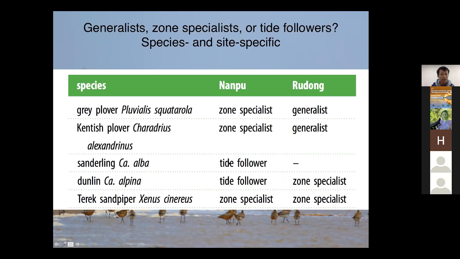But we also found that these patterns are site-specific. That is, the same species may exhibit different patterns at different sites. We see that gray plovers and Kentish plovers are generalists at Rudong, contrary to the zone specialists at Nanpu, while dunlins changed from a tide follower to a zone specialist at Nanpu, but Terek sandpiper stays as a zone specialist at both sites.